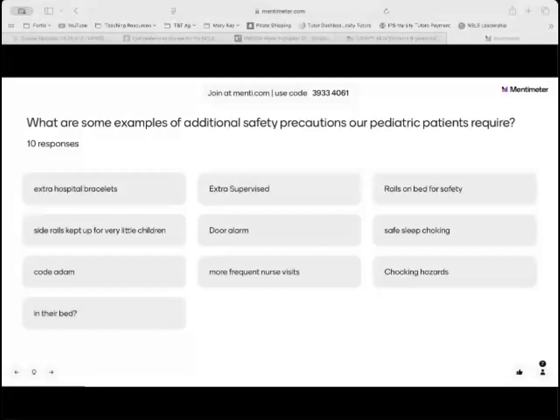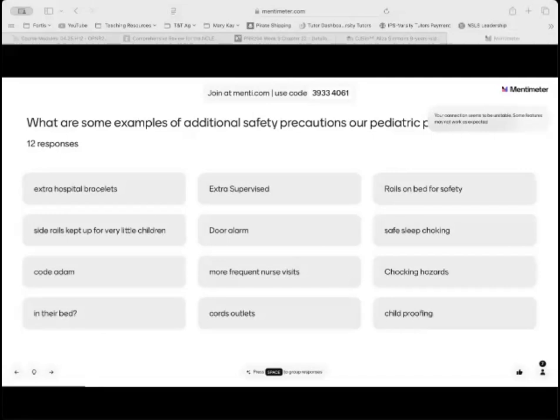What else do we have to keep in mind? Same thing we would do at home. What do we have to monitor for safety? Do we just leave them in their room by themselves with nothing to do? We're going to childproof the hospital room just like we would at home, so making sure those cords and those outlets are covered.